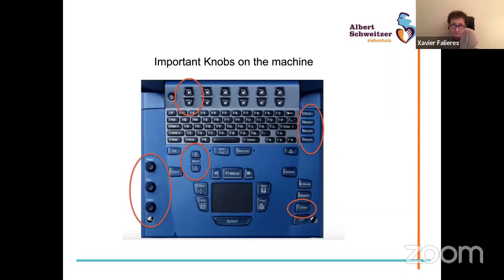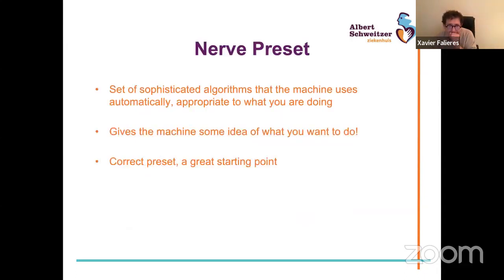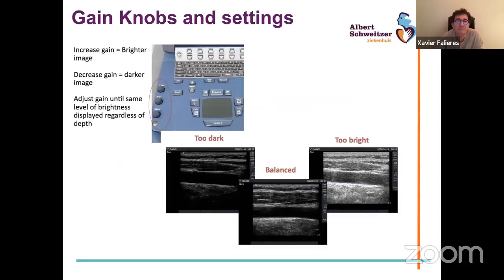And don't make things very difficult with the machine. You have a lot of machines that have presets for nerve blocks. It's very easy, so you don't need to do a lot. You only have to correct 3 parameters. The gain will give you a dark, balanced, or bright image. So always try to have the best image for you. Don't go too dark, don't go too bright.